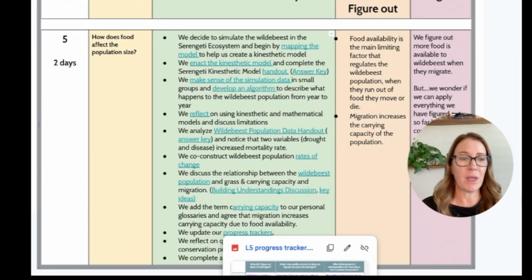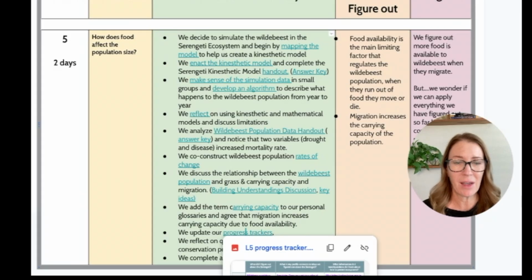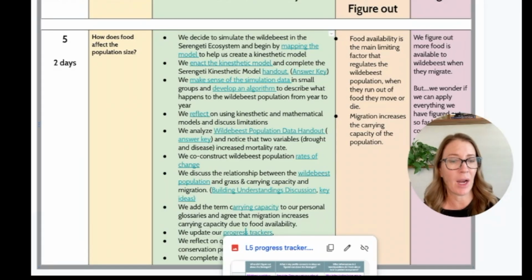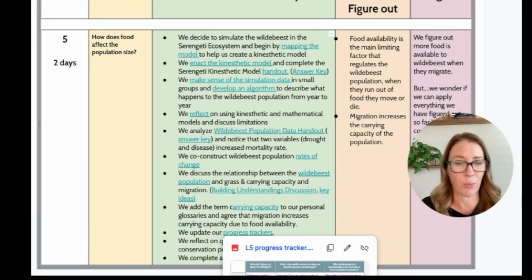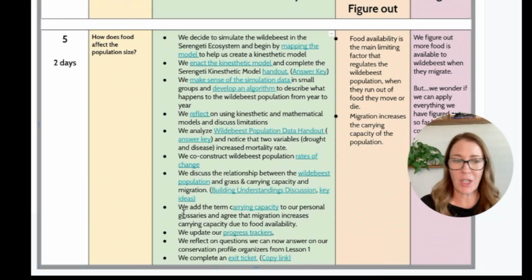I would be very intentional about when you do the progress trackers, because if you just did the building understandings discussion, the progress tracker can seem kind of repetitive or redundant. Sometimes you might want to do the progress tracker at the start of the next lesson to kind of refresh our memories of what we did and have them reflect and add to their progress trackers. These can be kind of hard to do right one after the other, the building understandings discussion and then the progress tracker. But if you have time, it's a good time filler as well.